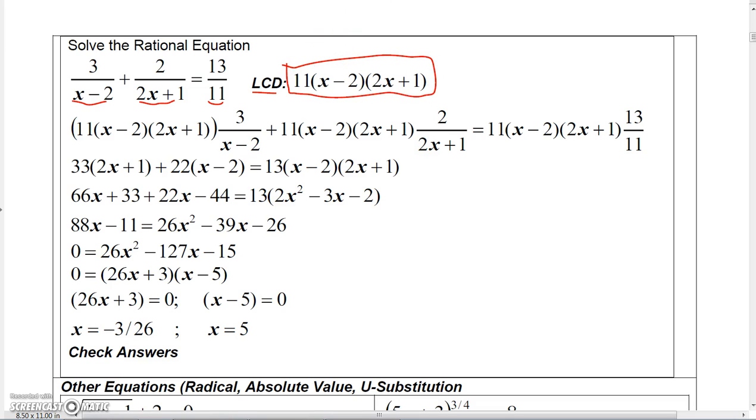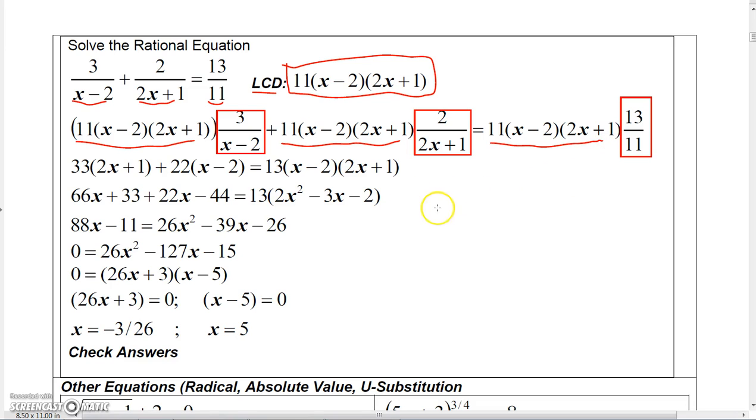Alright, so here's the tricky part. You've got to multiply each one of these terms. So you take each term in the expression and you multiply each term by that lowest common denominator. So I'm going to multiply 3 over x minus 2 by this. Then I'm going to multiply 2 over 2x plus 1 by this. And then I'm going to multiply 13 over 11 by this.